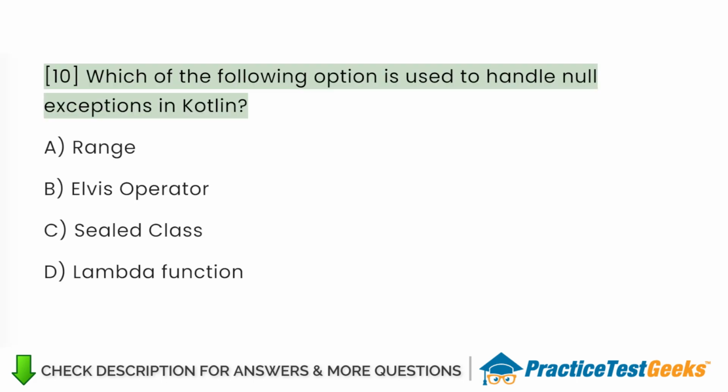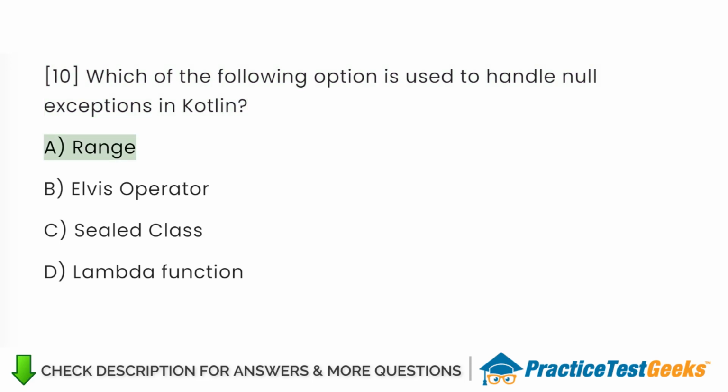Which of the following options is used to handle null exceptions in Kotlin? A. Range. B. Elvis operator. C. Sealed class. D. Lambda function.